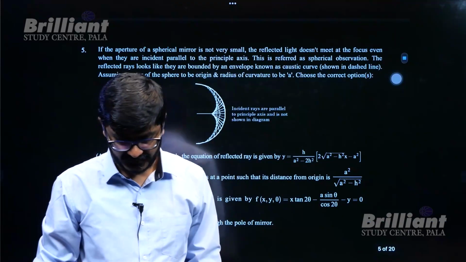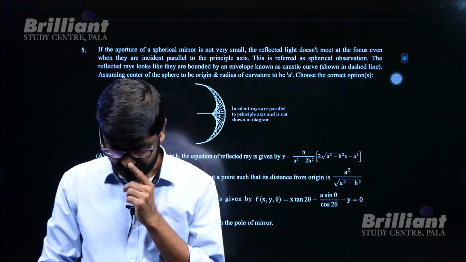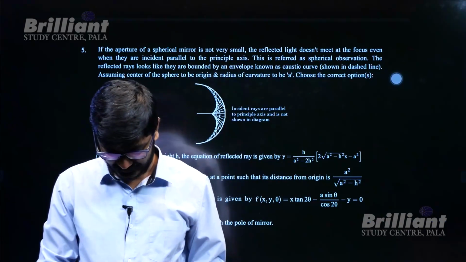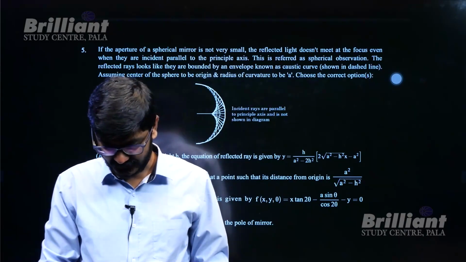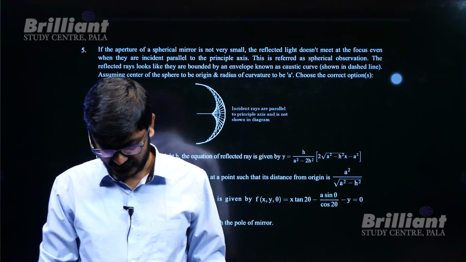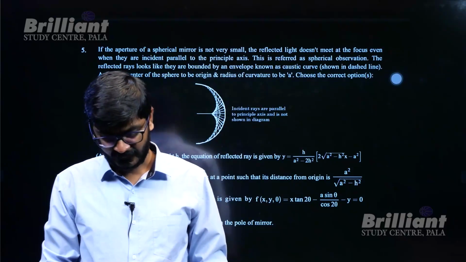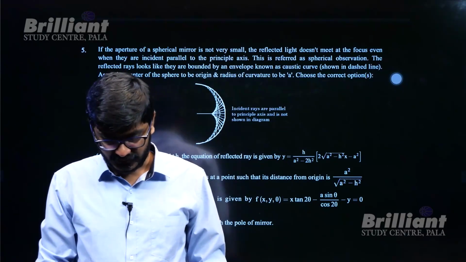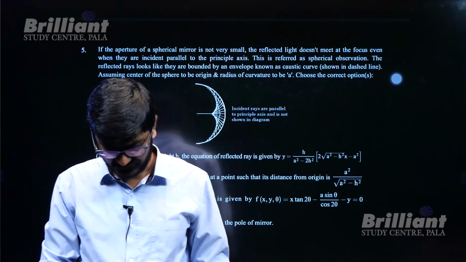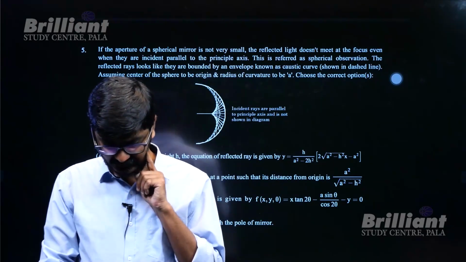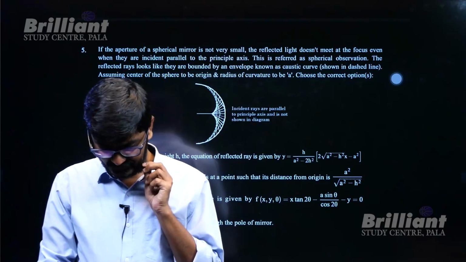If the aperture of a spherical mirror is not very small, the reflected ray does not meet at the focus even when they are incident parallel to the principal axis. This is referred to as spherical aberration. The reflected rays look like they are bounded by an envelope of a caustic curve. Assume the center of the sphere to be the origin, the radius of the curve to be a, and choose the correct options.